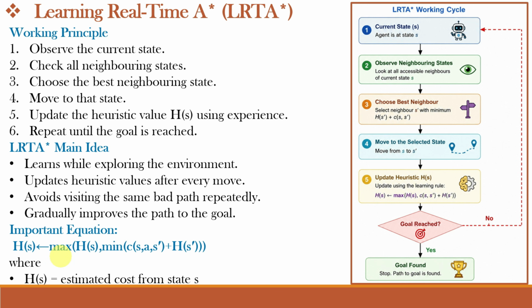After moving, the maximum operation is used while updating the heuristic value of the current state. This prevents the heuristic from decreasing and allows the agent to remember that a state is more expensive than it initially believed. As a result, LRTA star gradually learns a better estimate of the environment and avoids making the same mistakes repeatedly. So the minimum is used for decision making while the maximum is used for learning. And this learning process helps LRTA star gradually improve its decisions. And this is why LRTA star is called a learning online search algorithm.